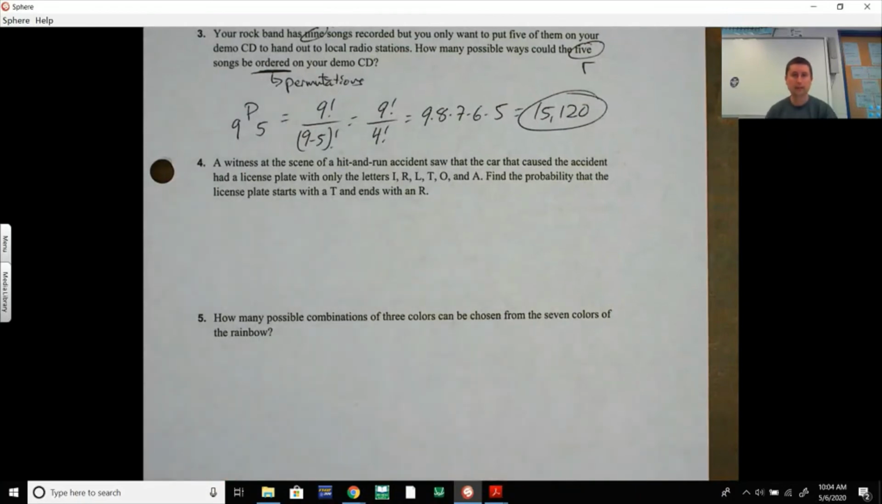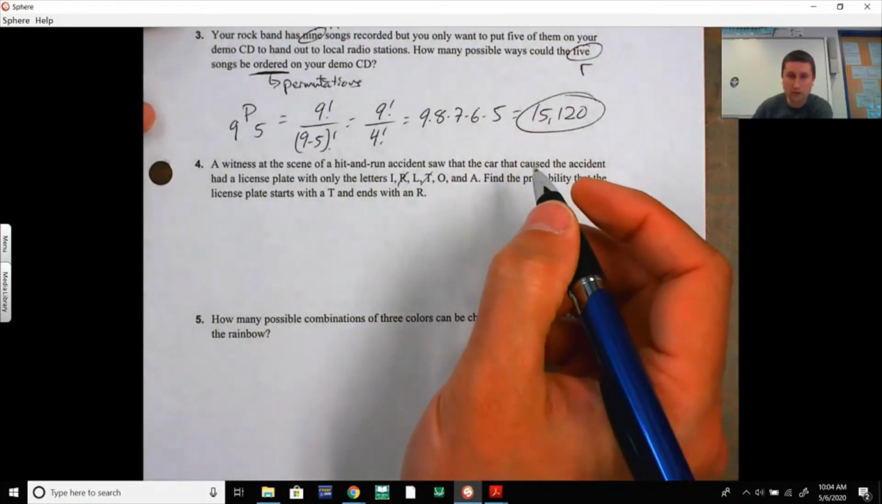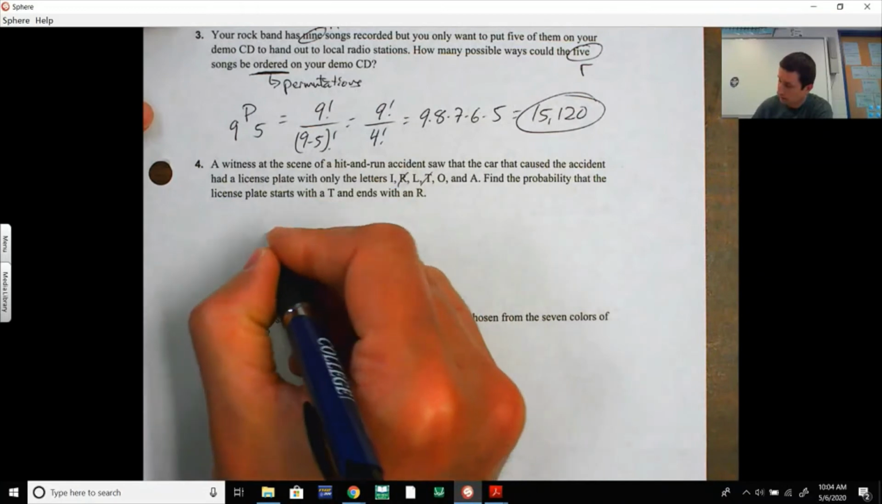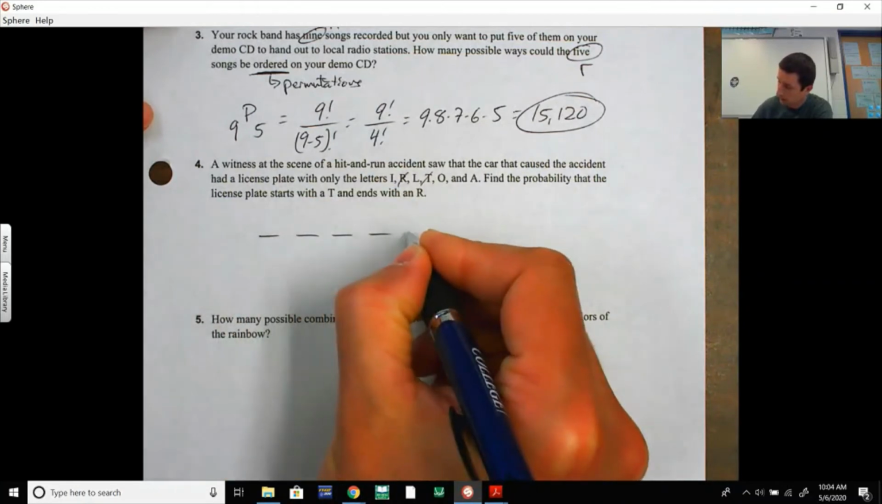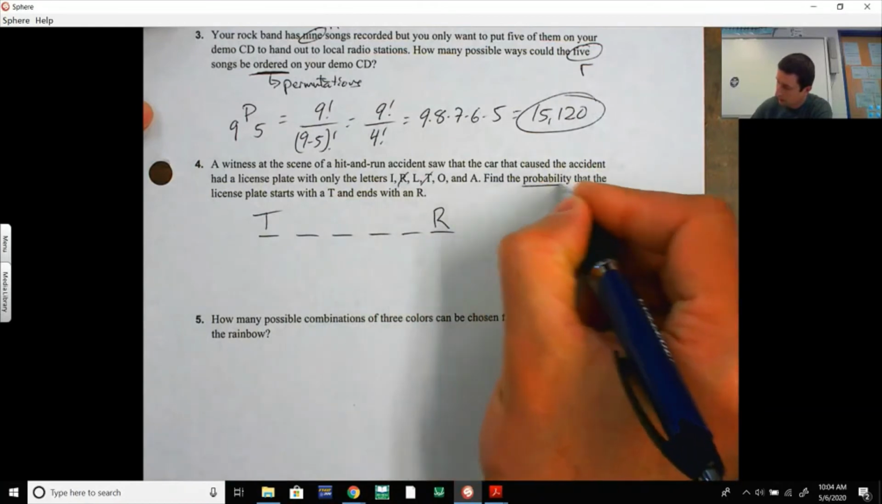A witness at the scene of a hit-and-run accident saw that the car that caused the accident had a license plate with only the letters I, R, L, T, O, and A, so 6 of them. Find the probability that the license plate starts with T and ends with R. So there's the T, there's the R. Notice we have 4 other different options. Of these 6 places, we want to start with T and end with R. We want the probability of that.